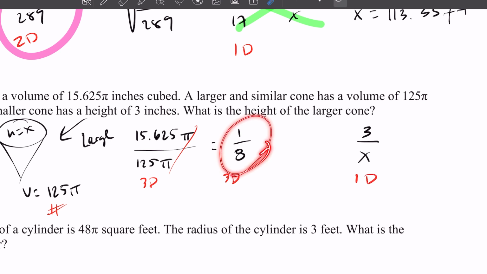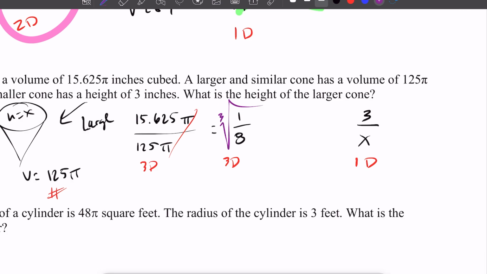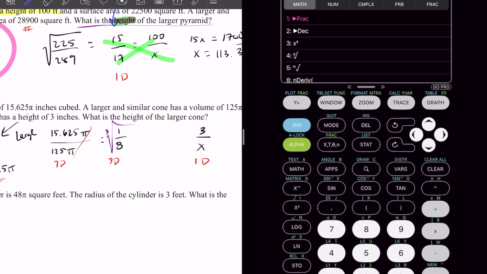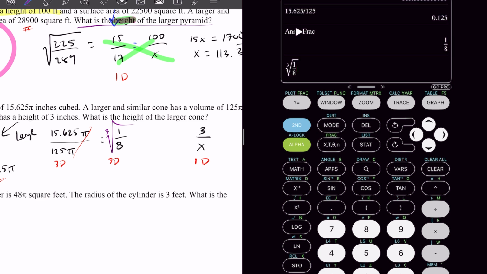So I need to make this three-dimensional ratio one-dimensional, right? So if this is cubed, how do I make this one-dimensional? I have to take the cube root, right? So let's take the cube root of 1 over 8. I can just press math. There you go. Don't press second. Press math, and then go ahead and press 4. And then I'm going to input that 1 over 8. And that's 0.5. So let's math enter this. And of course, you're going to get 1/2.